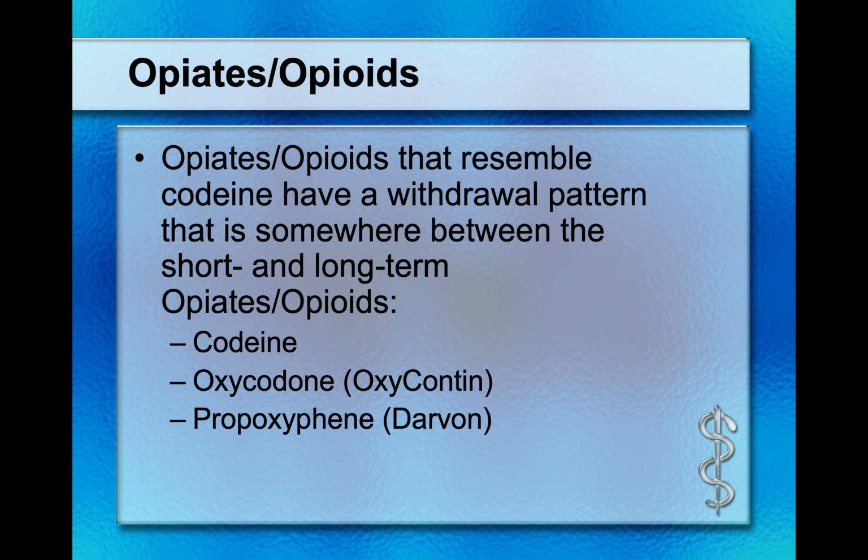Opiates, opioids that resemble codeine have a withdrawal pattern that is somewhere between the short and the long term. That would be codeine, oxycodone, and propoxyphene or Darvon.